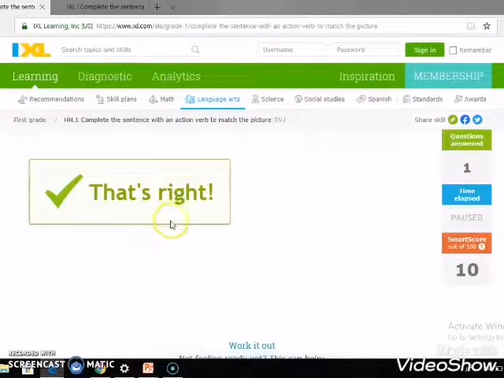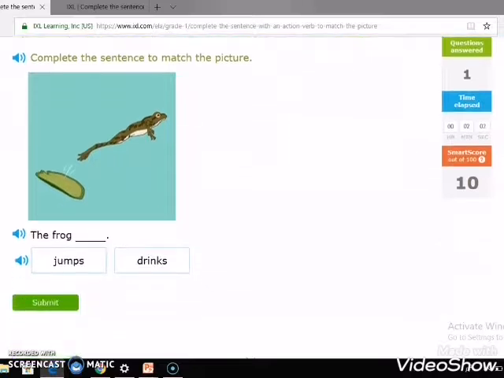Wow, next. The frog here. How many frogs do we have? We have only one frog. For frog, we say the frog. What is he doing, the frog jumps or the frog drinks? What is he doing now? The frog jumps. Right, the frog jumps. And what did we add for the action verb here? We add an s to the action verb. Why do I add an s? Because I have only one frog. So we say the frog jumps.